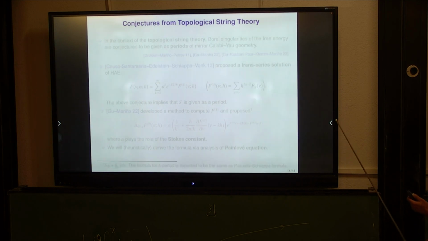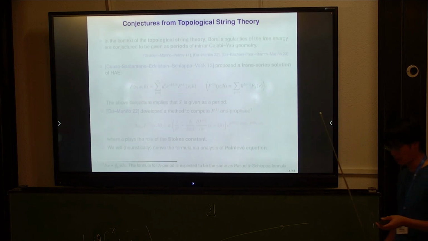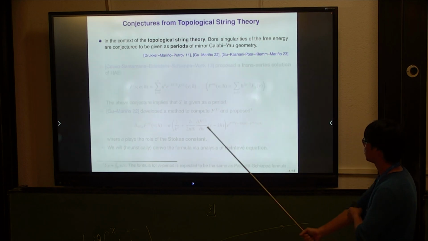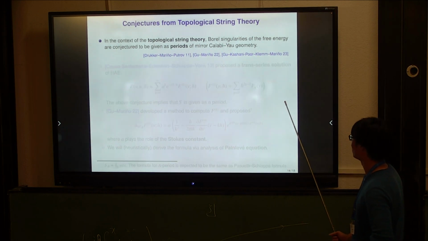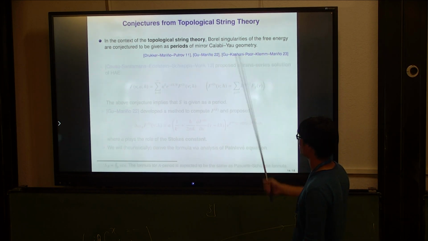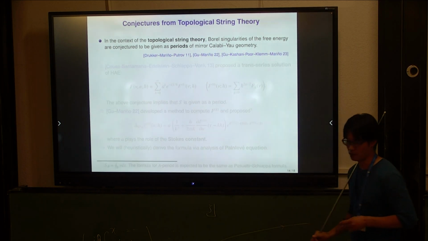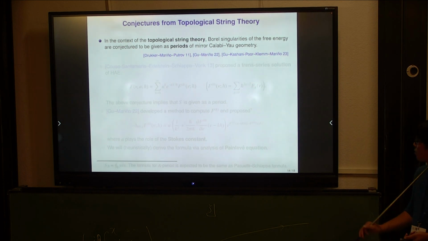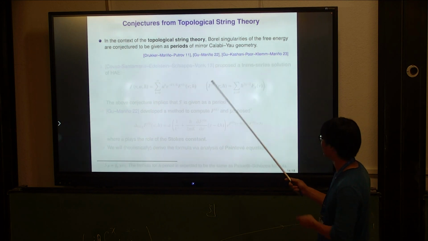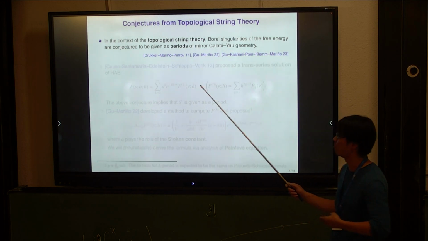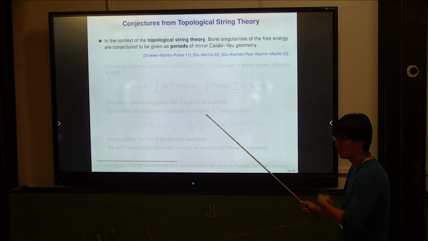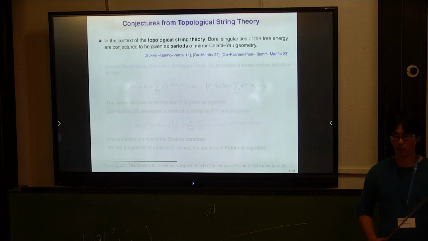Let me explain about the Gu-Marino conjecture. Before Gu and Marino, many people proposed something about the Borel summability or Borel singularity of the topological string free energy. Many people believe that the Borel singularity of the free energy is given by a period of the Calabi-Yau, and in our setting it is given by some period of ydx.